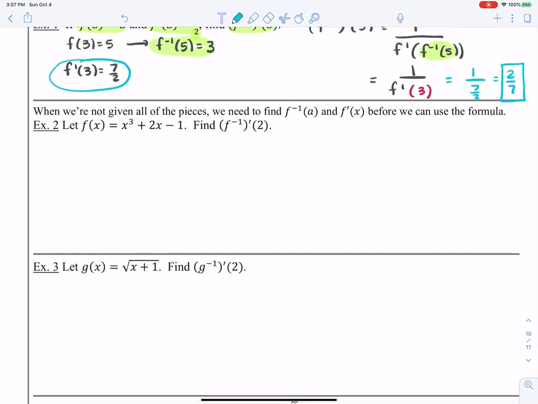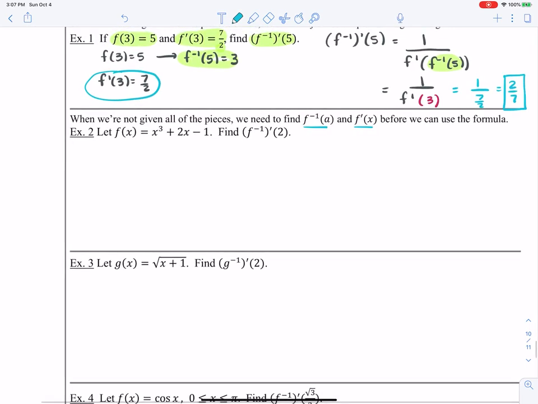In this example, we're not given all of the pieces. So we're actually going to need to find f inverse of a and f prime of x before we can actually use the formula. So you're only going to be given f of x. We need to use the formula as our guide. So f inverse prime of 2 needs to be 1 over f prime of f inverse of 2. So that's our formula, okay?